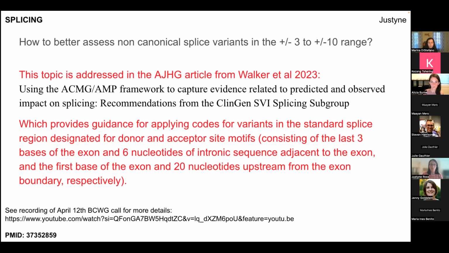And so they provide some guidance for applying codes for variants in the standard splice region designated for donor and acceptor splice sites. And they define this as the last 3 bases of the exon and 6 nucleotides of intronic sequence adjacent to the exon, and the first base of the exon and 20 nucleotides upstream from the exon boundary, respectively. So the work from this paper was discussed more extensively on the April 12th call when Logan Walker presented, and you can see the recording for that on the YouTube channel as well.